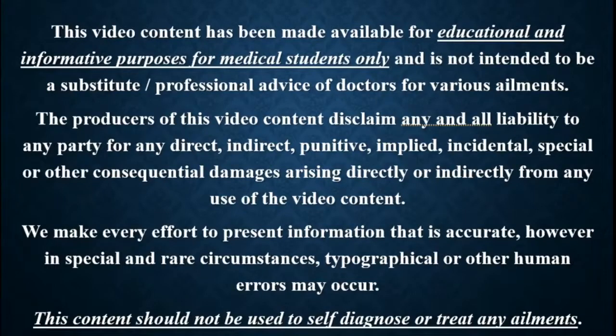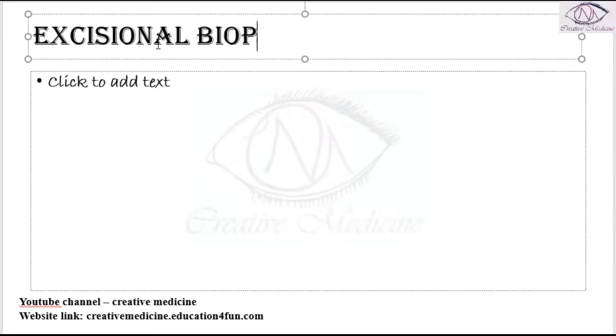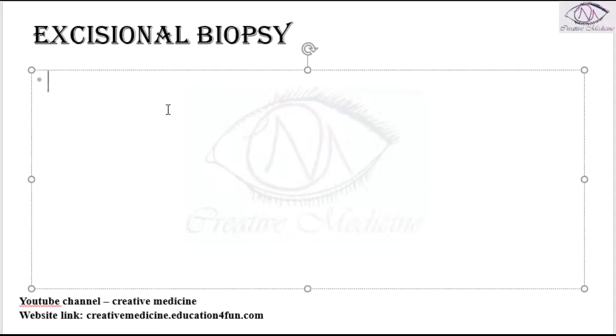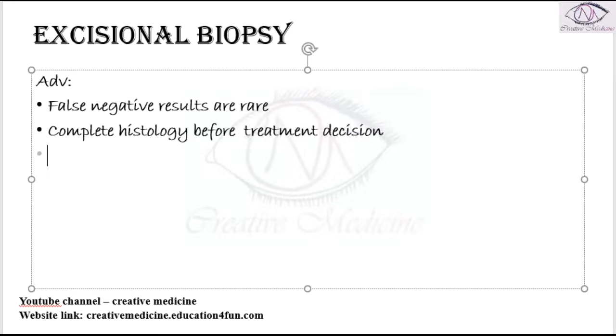In this lecture, we will learn about excisional biopsy. In excisional biopsy, the advantages are: we will excise the whole tissue and send it for histopathological examination. Because we are excising the whole tissue, false negative results are very rare in this condition. And here we can obtain complete histology before we make a treatment decision. It may also serve as a definitive lumpectomy if there is no malignancy.